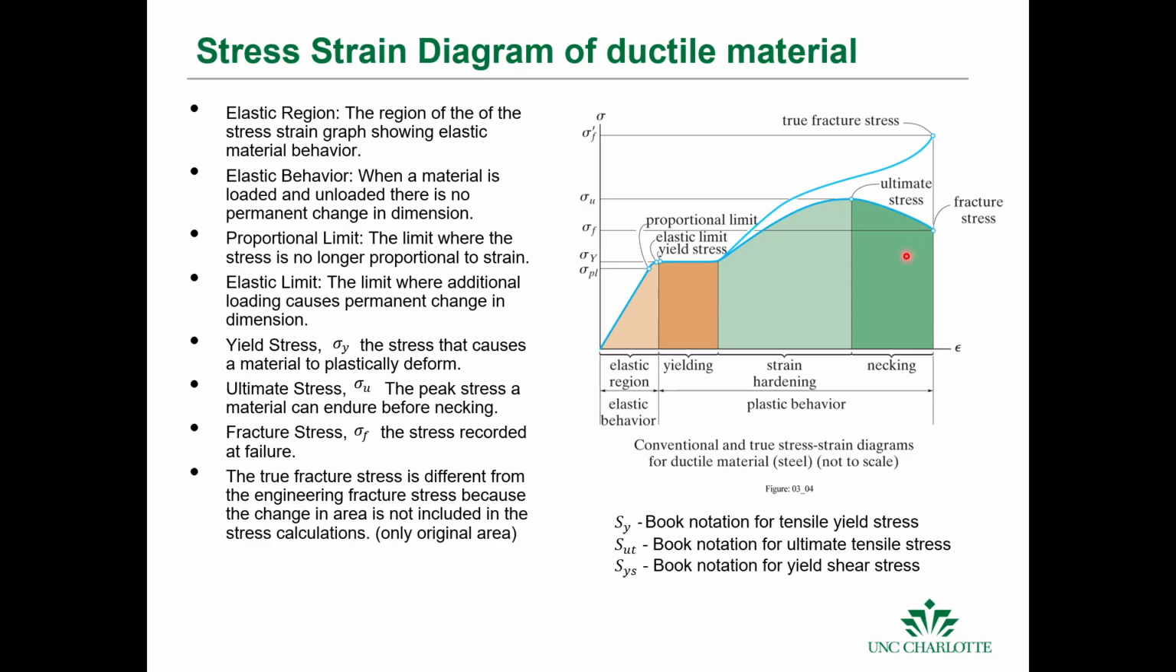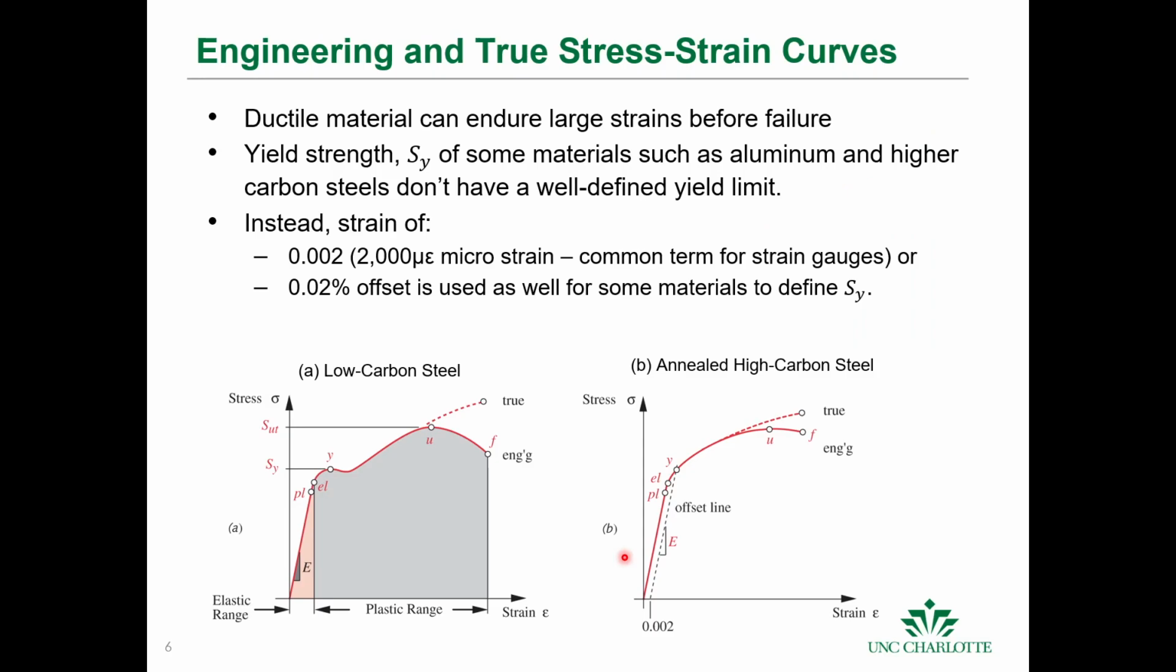Okay. So in the book, we use this notation SY instead of sigma Y for yield stress. We use SUT in the book for the ultimate tensile stress, and we use SYS for the yield stress in shear, or SUS for the ultimate shear stress. So, ductile material can endure large strains before failure. That's a very good property for a lot of machine design applications.